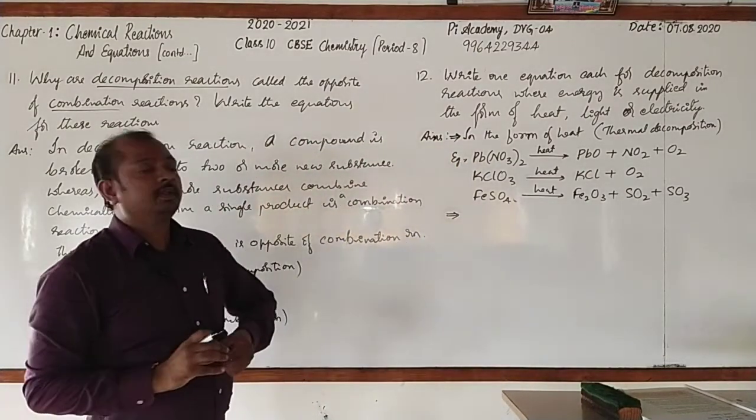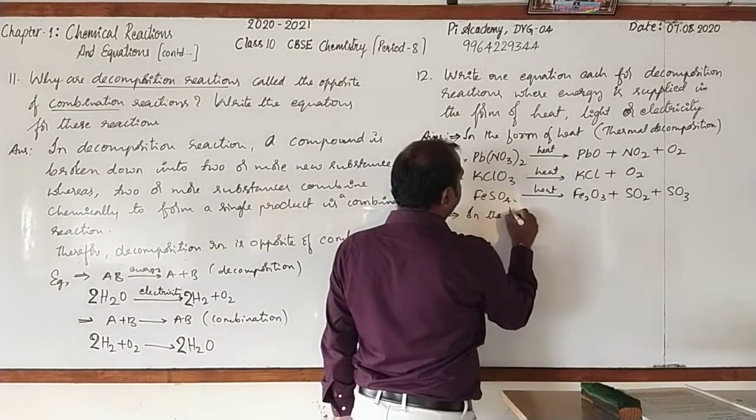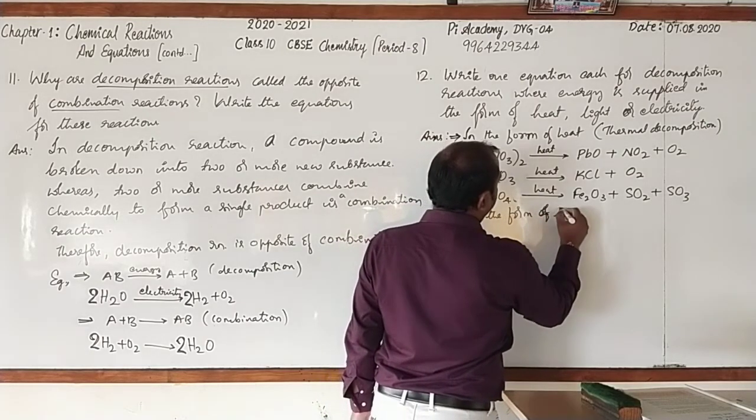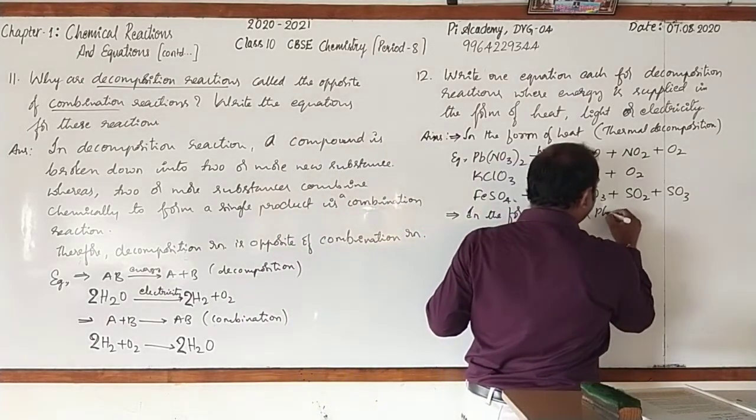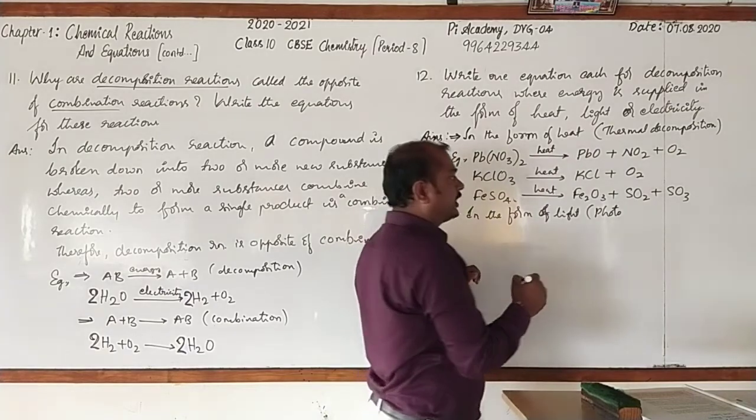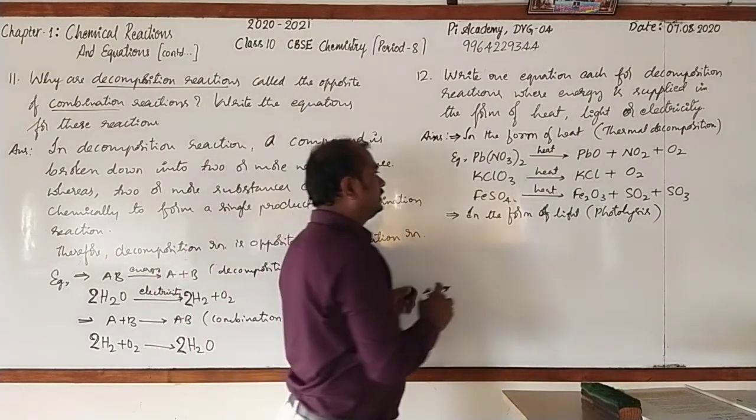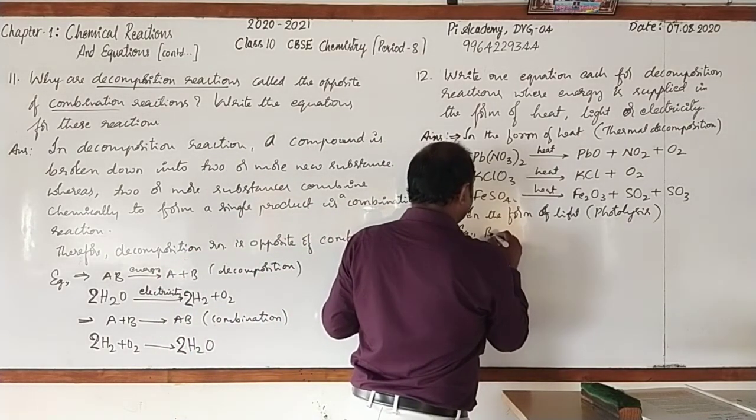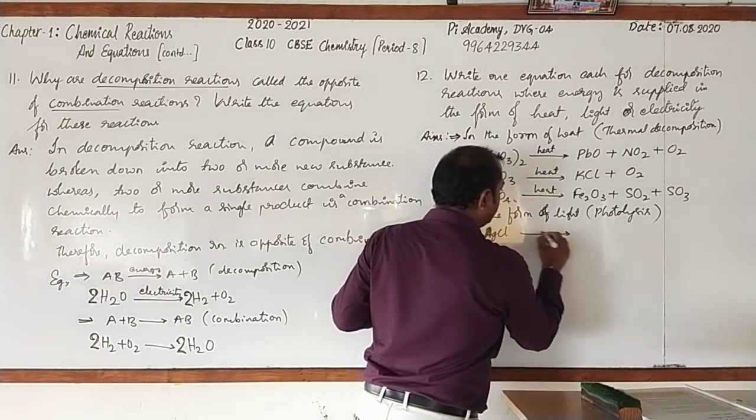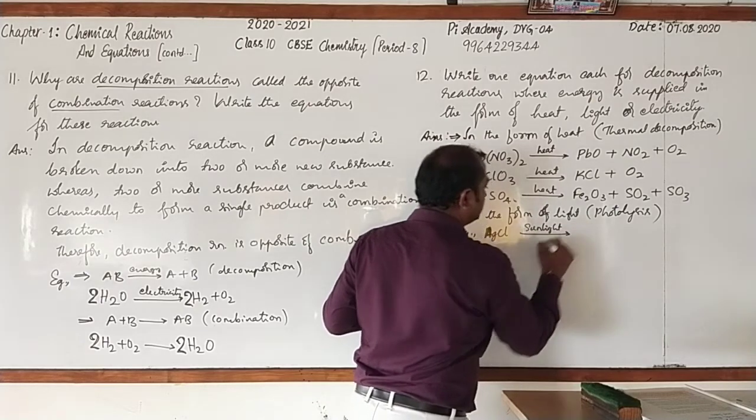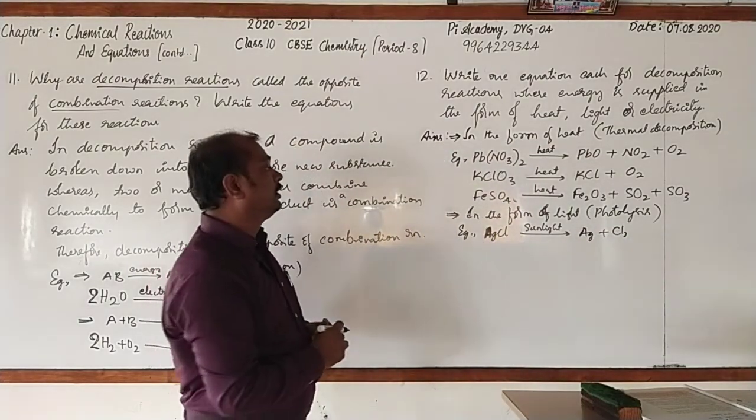What is that? In the form of light, nothing but in the presence of sunlight. So here I'll write, the decomposition reaction which is carried out in the presence of sunlight is called photolysis or photochemical reaction. An example is AgCl: in the presence of sunlight, it decomposes into Ag plus Cl. You have to balance.